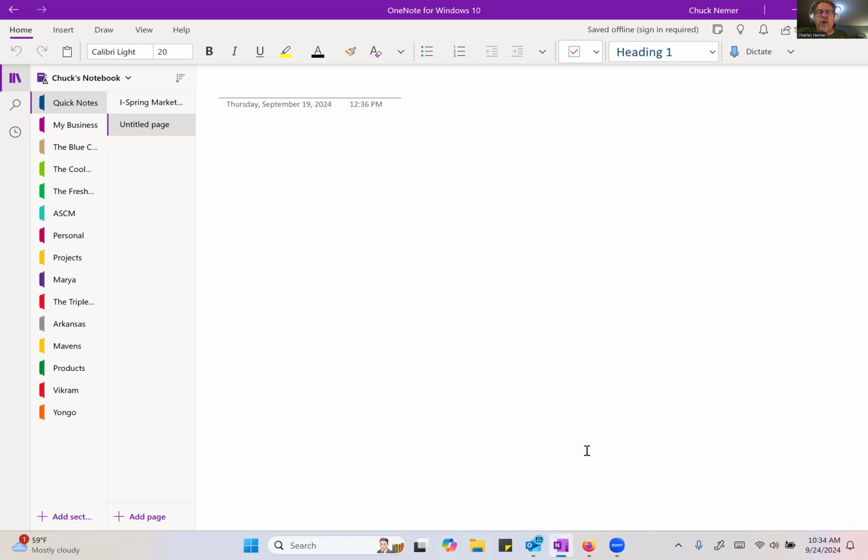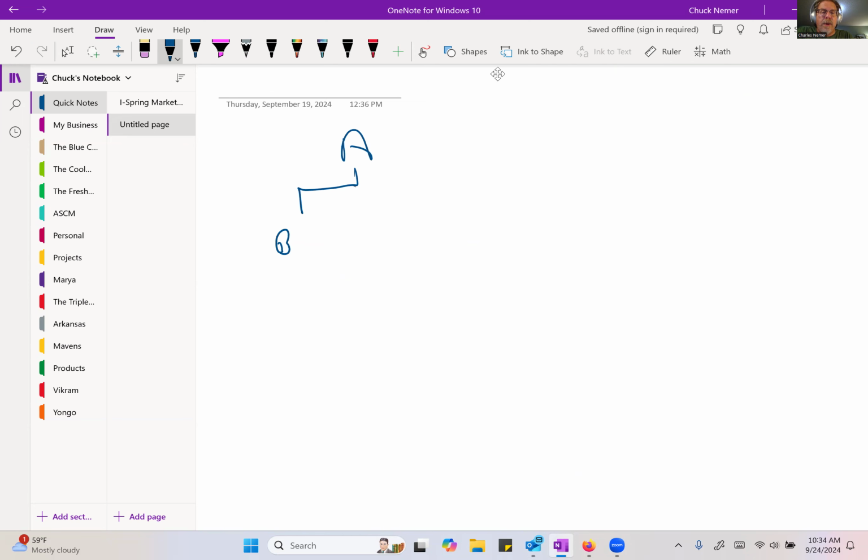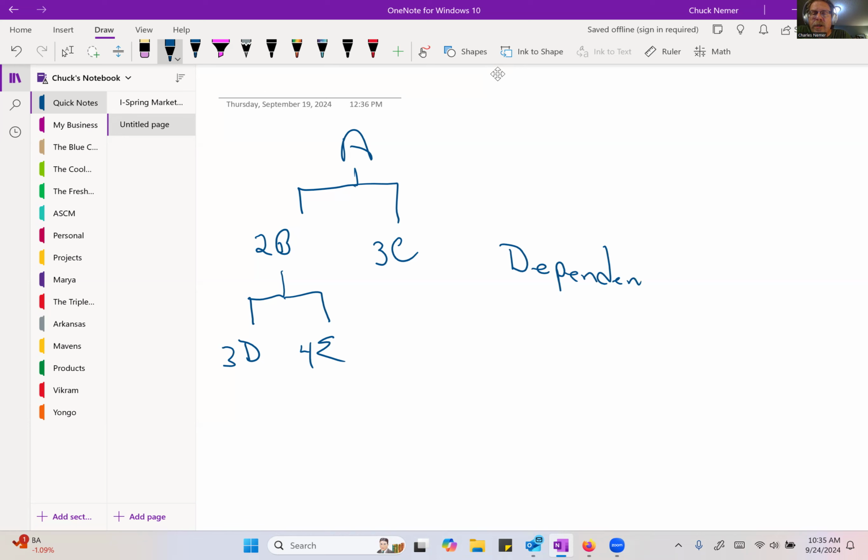Okay, so I'm going to draw kind of a mythical bill of material, if you would. So I've got A made up of B and C, B made up of D and E. When we talk about, I'm going to actually work backwards. In fact, let's do this. There's two B's and three C's that go into every A, and each B is made up of three D and four E's. So let's do this so we can capture the math. And I'm going to do dependent demand first.